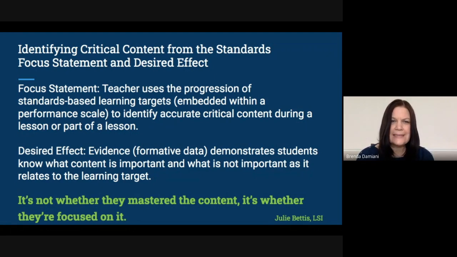And remember, it's not whether the students master the content, it's whether they're focused on it. So focused on that critical content that students can say, I know what I'm supposed to be learning today. When a teacher points that out through various instructional strategies and students are able to articulate what the important content is, that is where we are living in this element and how important that is for all of our learners, but especially for our students who might be struggling.